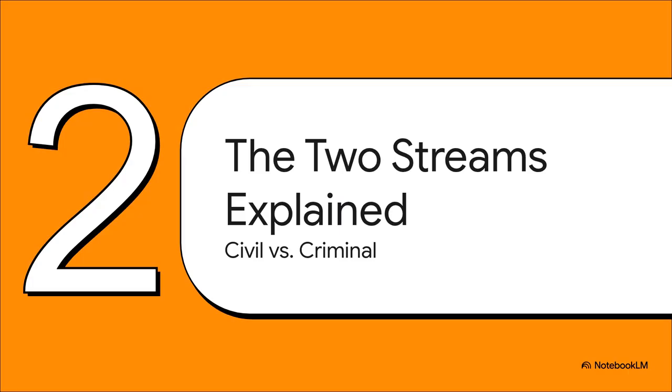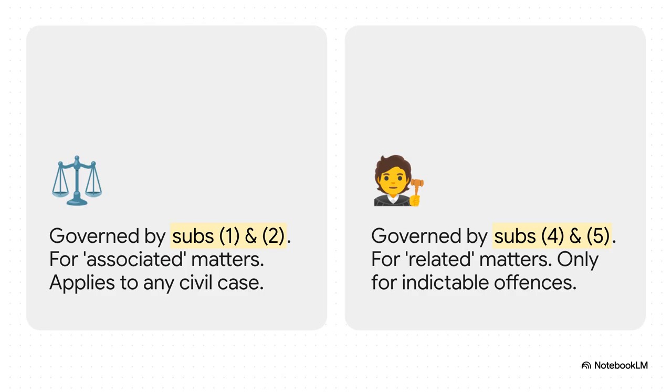So how does this wide and full grant actually play out? Well, Section 32 works through two completely separate pathways or streams, and it is absolutely critical. I can't stress this enough, that you know which stream you're in, because it all comes down to the nature of your core case. And this slide lays it out perfectly.